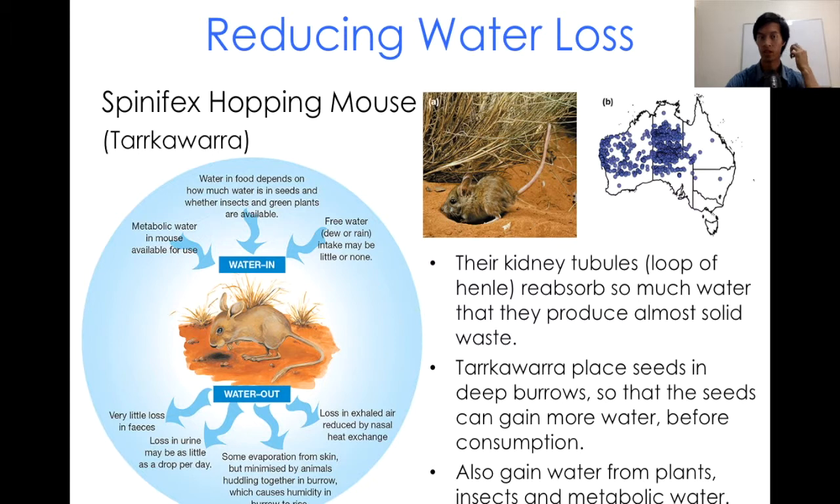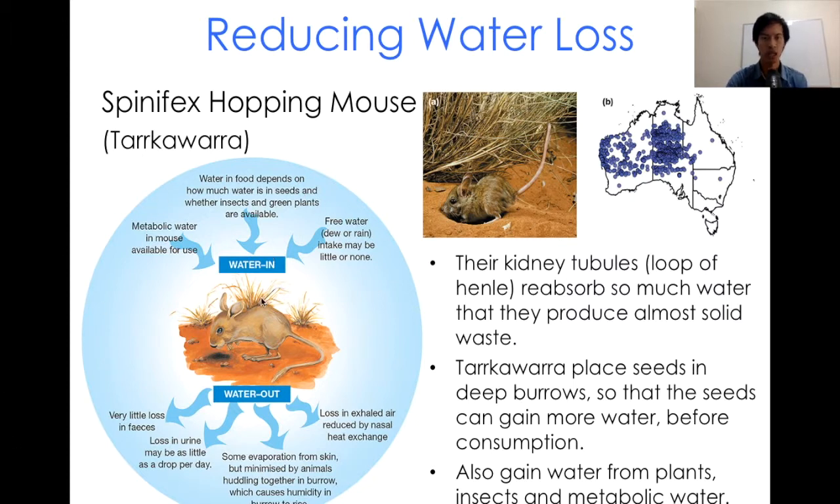The hopping mouse also places seeds in deep burrows, and by putting the seeds in these cool chambers, the seed actually collects moisture from the air and gains water. So when the mice eat the seeds, they also consume the water that has been extracted from the air, and it goes into the mice's body. It also has the ability to gain water from plants, insects, and metabolic water at a higher rate than what you and I are able to produce. It's also smaller, which means it reduces the amount of energy it requires to survive.